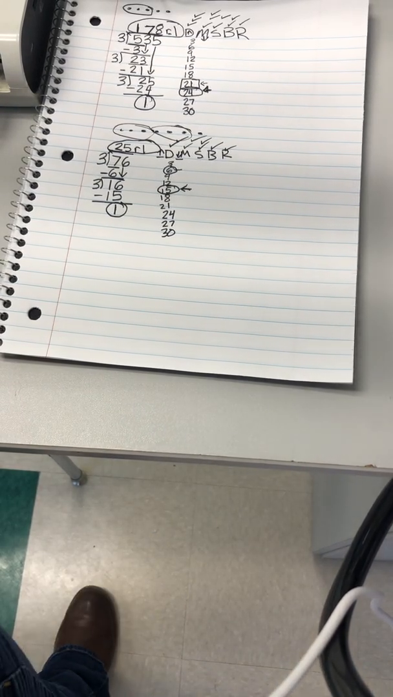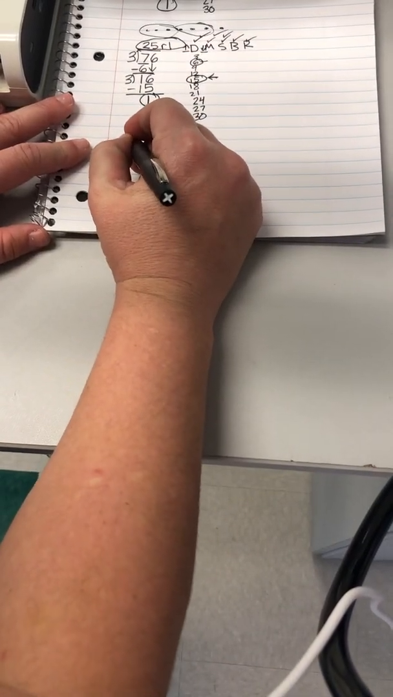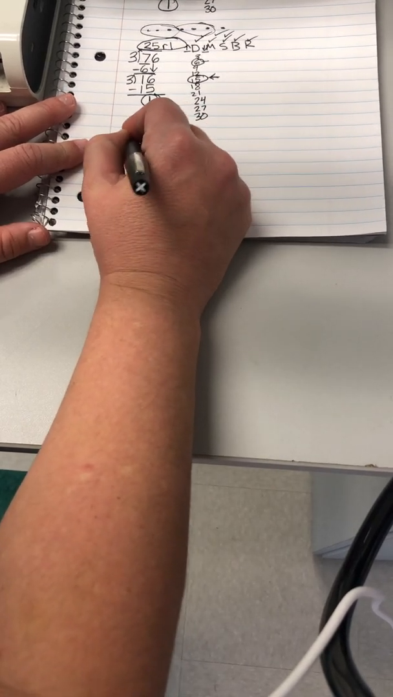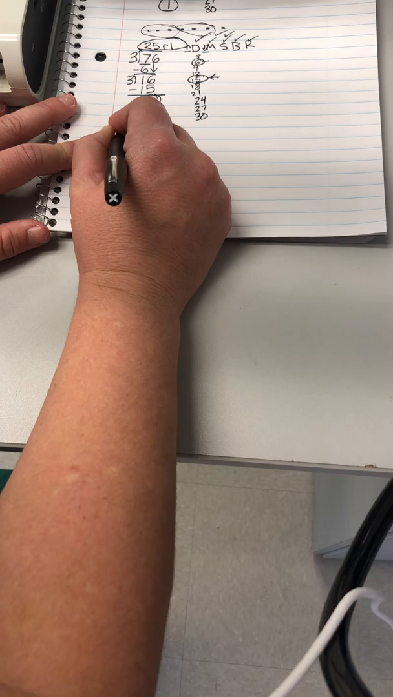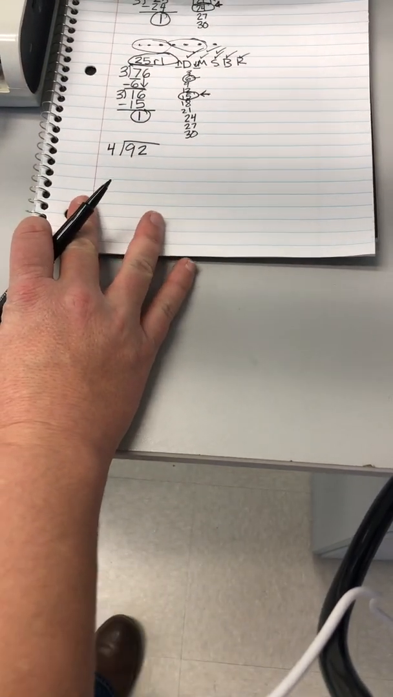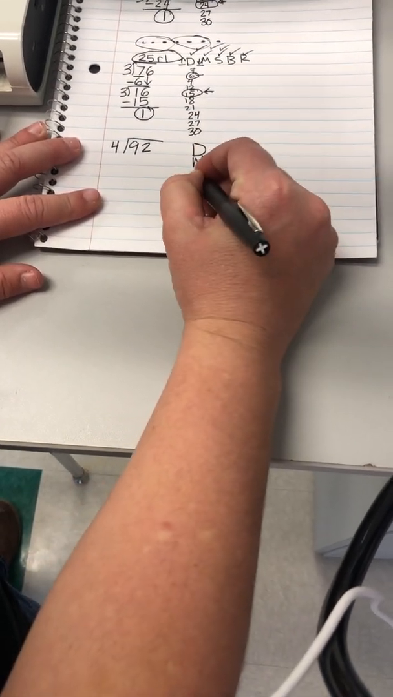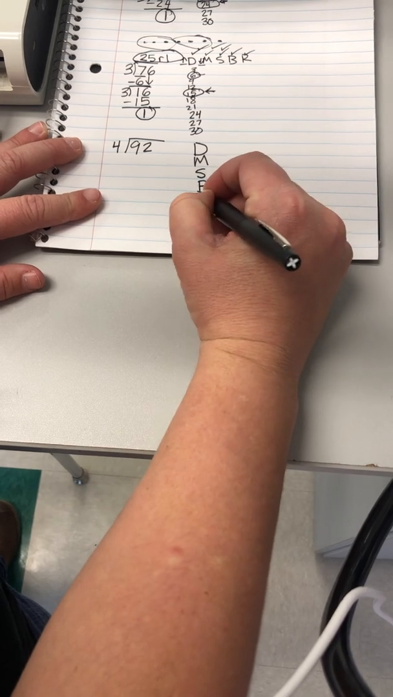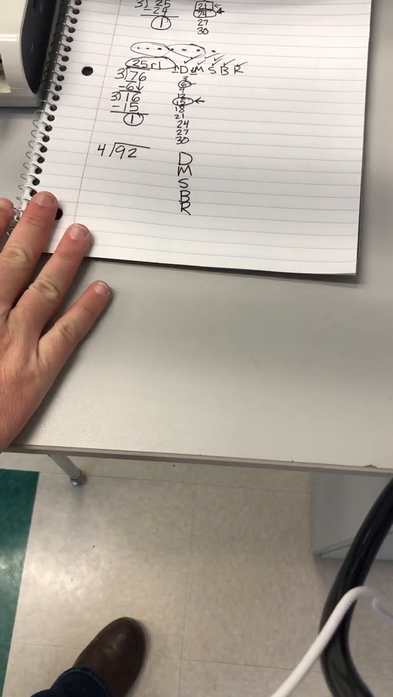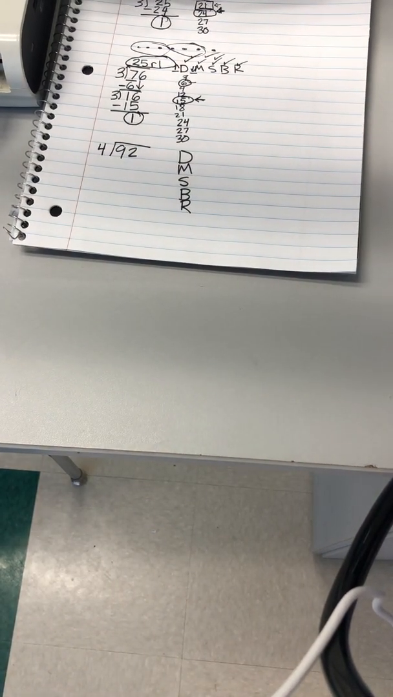All right, let's do another one. As many as I want. 92 divided by 4. 92 divided by 4. Everybody needs to be working on this problem right now. Because in a minute, once we get done with this one, we're going to jump back to our 3 digits.